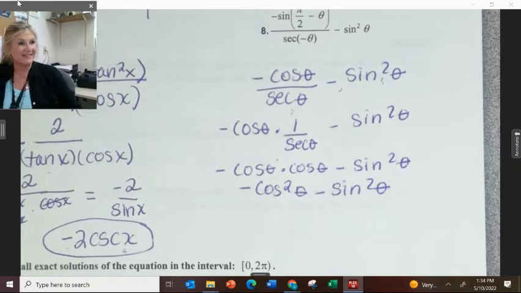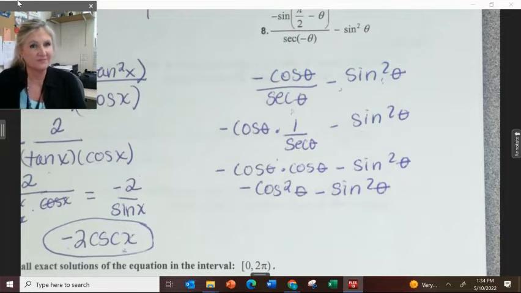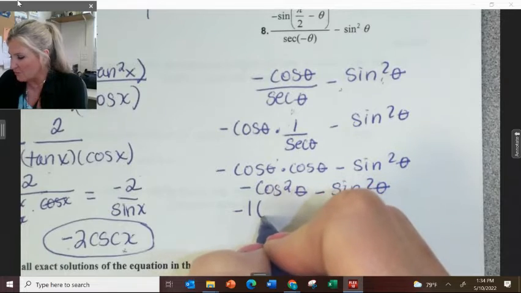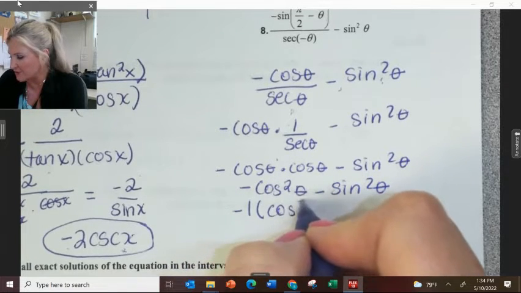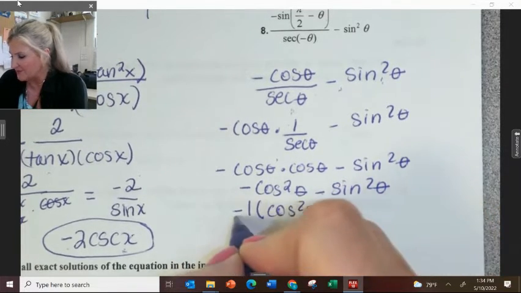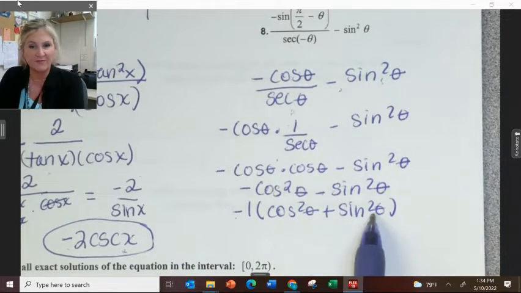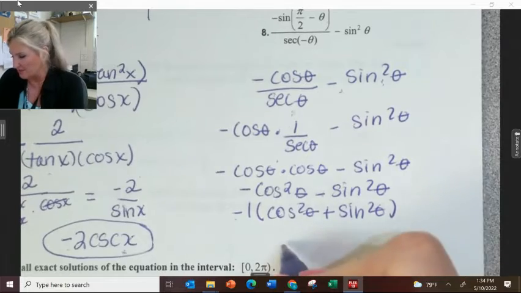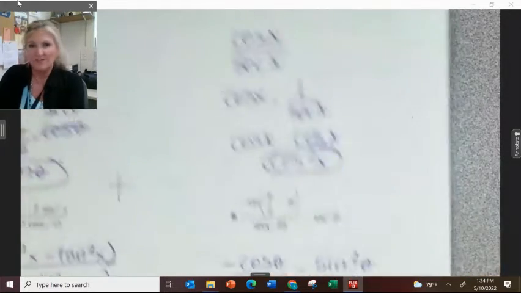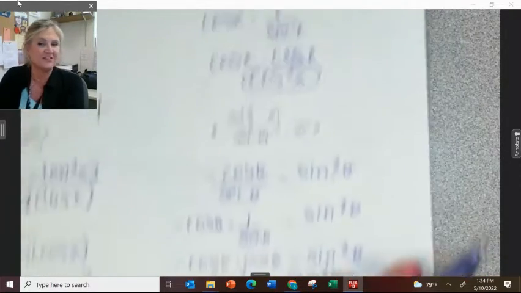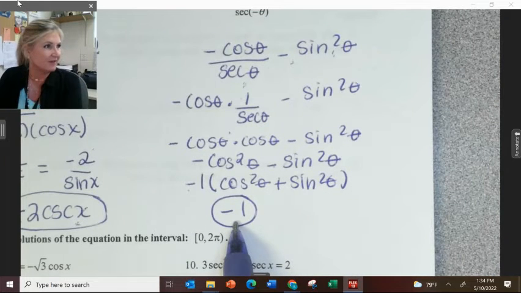I want to get this down as simplified as possible. Anybody know what to do? Factor out the negative. So if I factor out a negative 1, this would now become positive cosine squared. A negative divided by a negative is a plus sine squared. What's another name for this? So what's our answer? Negative 1. So all of this stuff here is just the same thing as negative 1. All right?